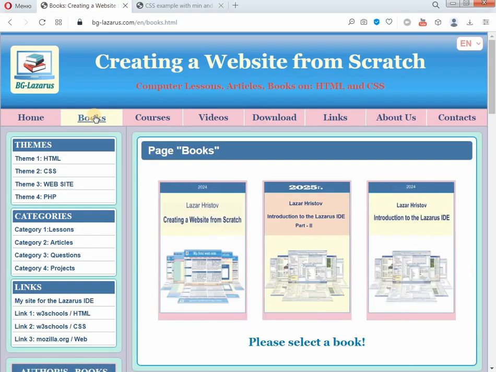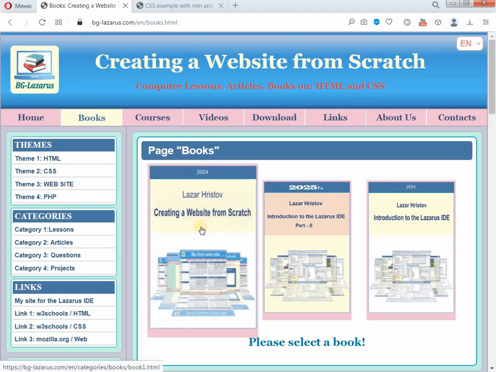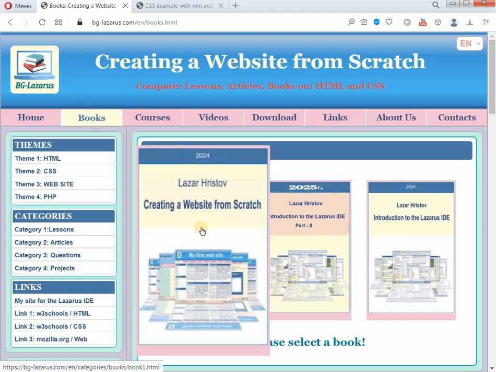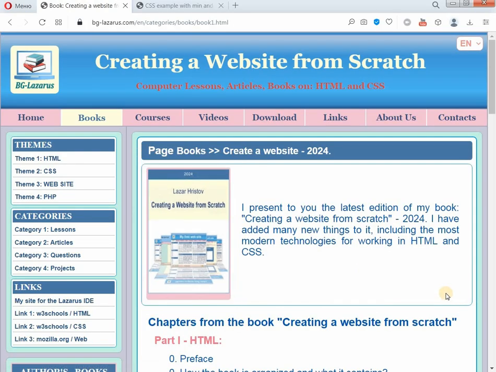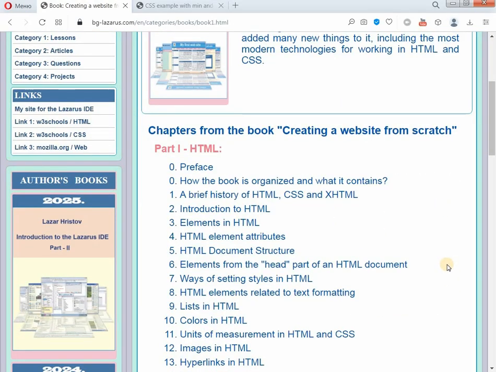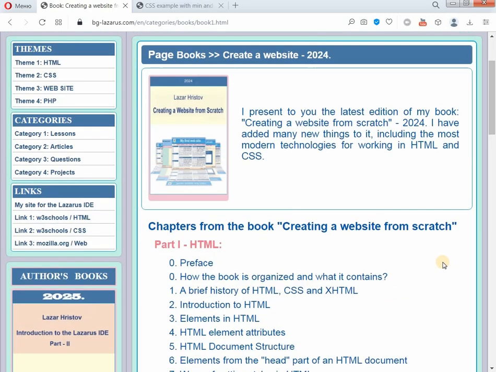We are currently working on my book, Creating a Website from Scratch. And let me just say that I'm currently working on its second part, in which we'll make the website that we've created responsive, and we'll look at new techniques in masterful design and mastery of CSS and responsive design. So, stay tuned, expect it soon.